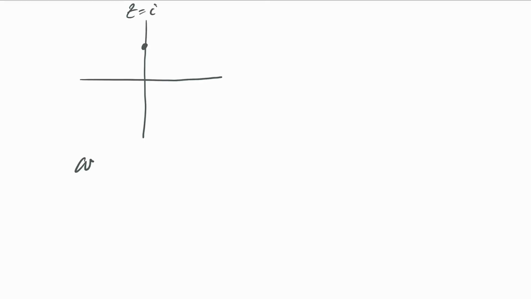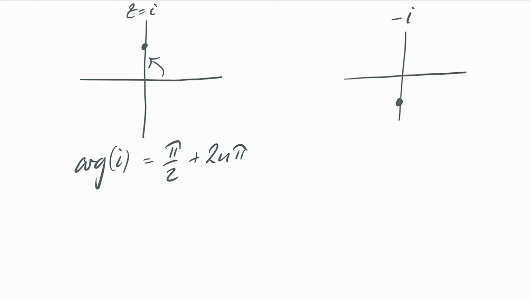What about more complicated numbers? The argument of i is equal to pi by 2. The principal argument is just pi by 2, and we can add on multiples of 2 pi. And minus i is just located down here, and minus i has argument minus pi by 2 plus 2n pi. And I've been a bit sloppy not to write out the full set notation.